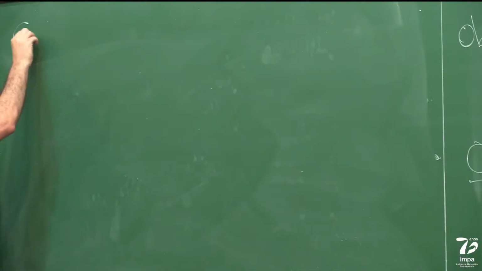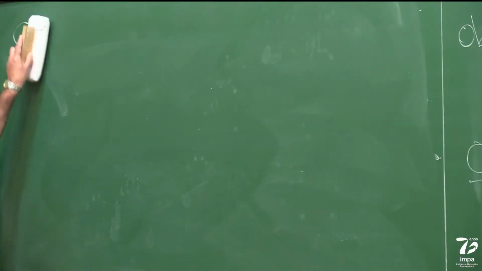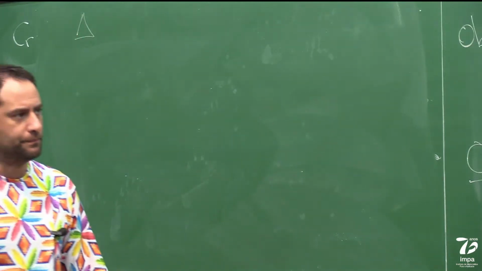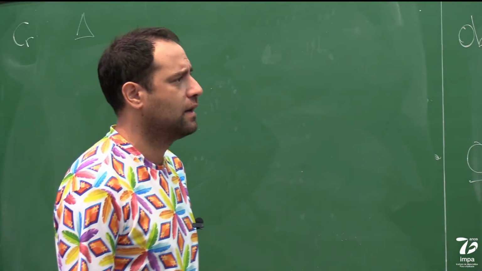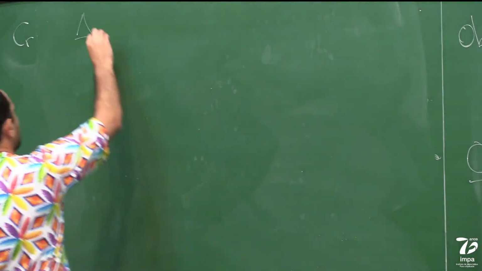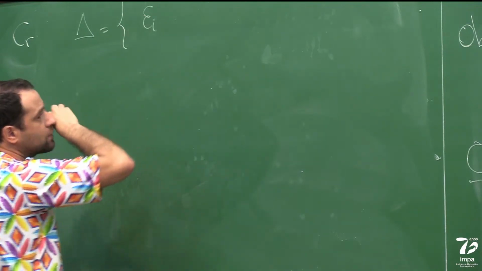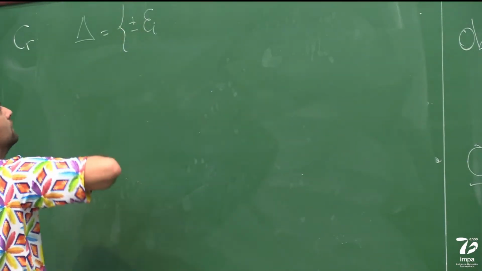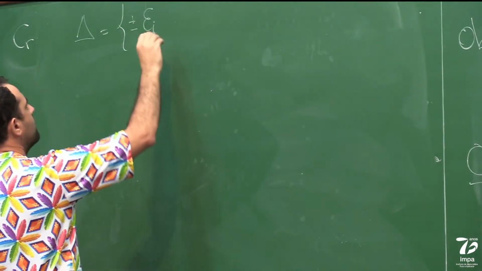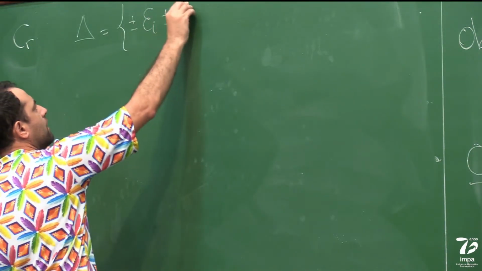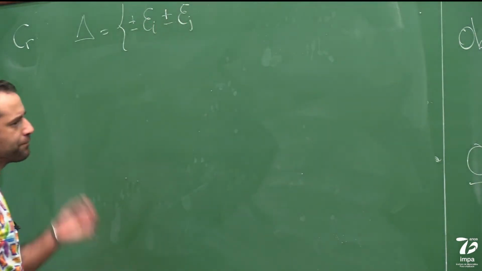All right, so CR again. So delta looks very similar to that. So this looks like plus or minus epsilon. Yeah, I think that I got it correctly. Okay, so plus or minus epsilon i minus epsilon j.